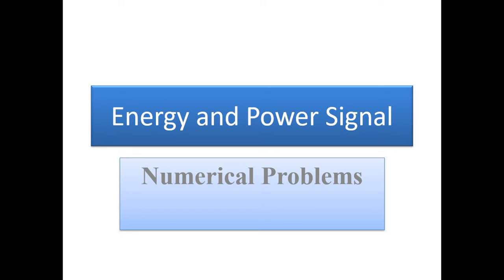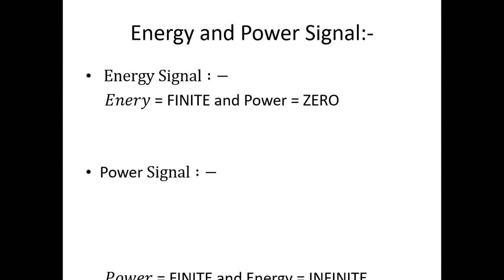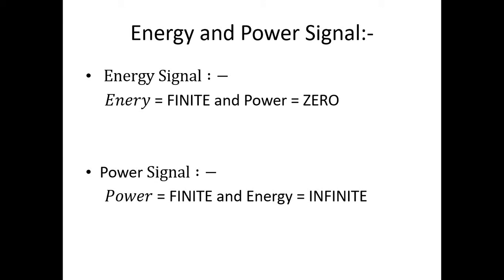So first of all, we have to understand what an energy signal is and what a power signal is. We call a signal an energy signal when the energy value is finite but the power value is zero. And we call a signal a power signal when the power value is finite but the energy is infinite. So how will we calculate energy and power? Let's look.